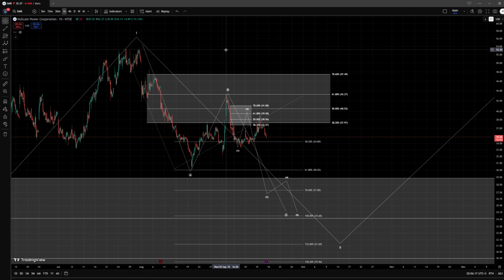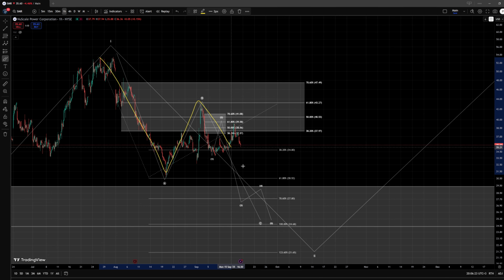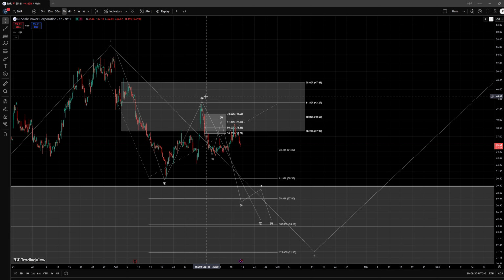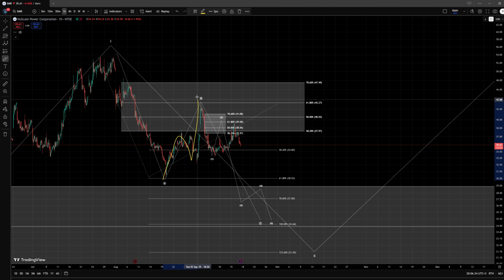Now in this correction so far, I would pretty confidently label what we have for now as an ABC setup that we would follow to the downside in continuation of this correction, where this wave B technically could be complete. It has a pretty clear ABC structure.